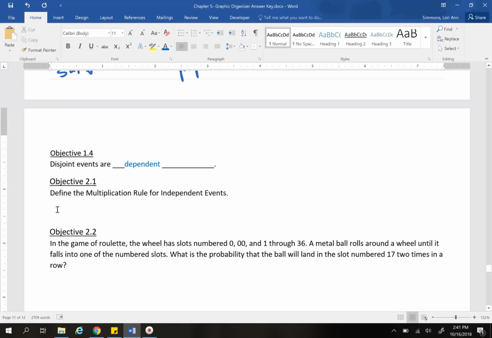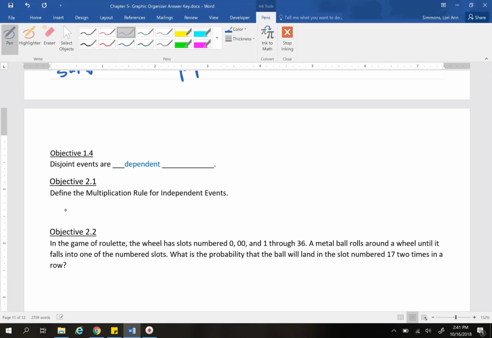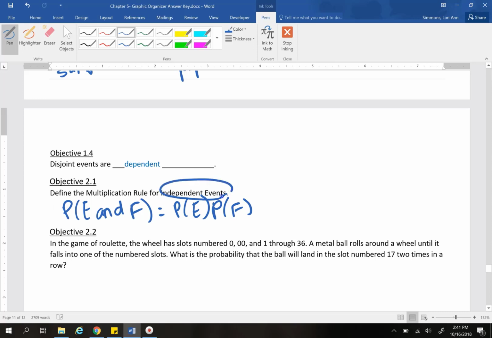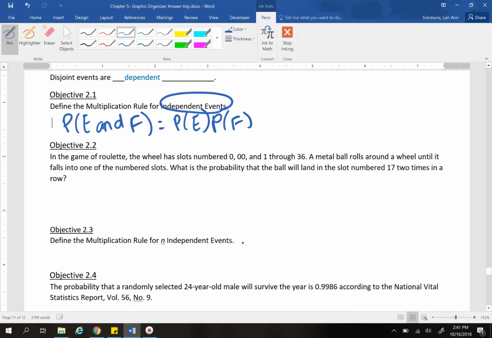Going on to the multiplication rule for independent events. If we want to know the probability of E and F occurring, this is going to be the probability of E times the probability of F. And this is when your events are independent. Let's look at an example.